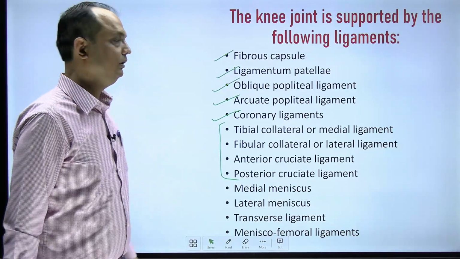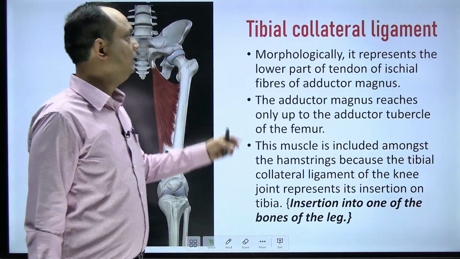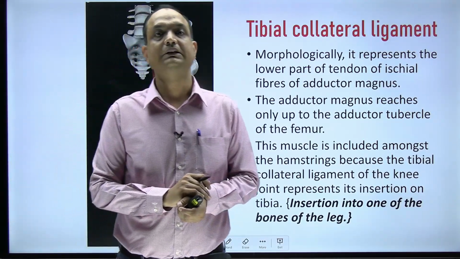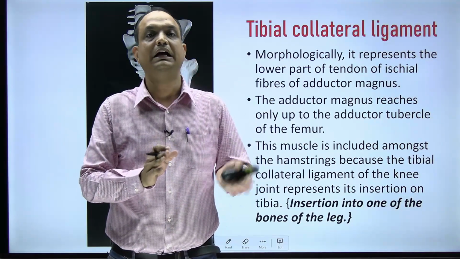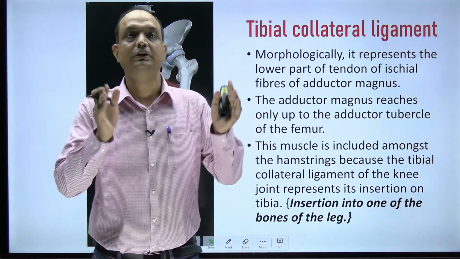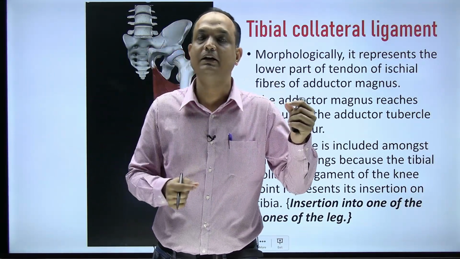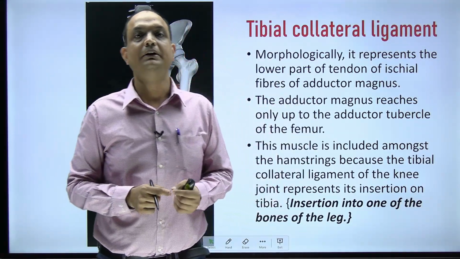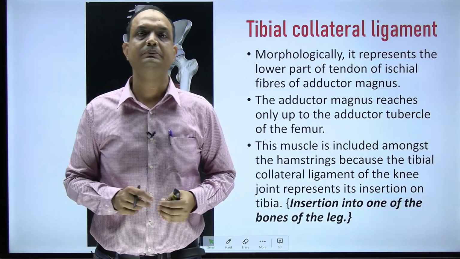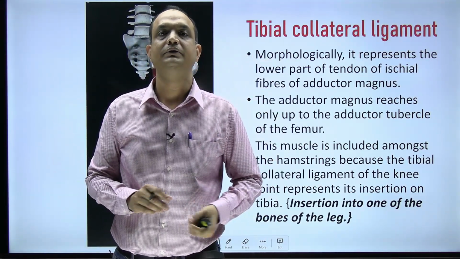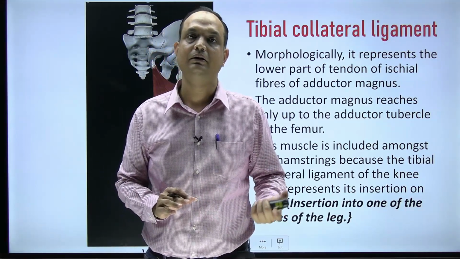So let's discuss the collateral ligaments first. When you are talking about the collateral ligaments, these ligaments are present on the medial and lateral aspect of your knee joint. So they basically provide strengthening to your joint on both medial and lateral side. One ligament is known as tibial collateral, which is present on the medial side, and one ligament is known as fibular collateral, which is also known as lateral collateral ligament.